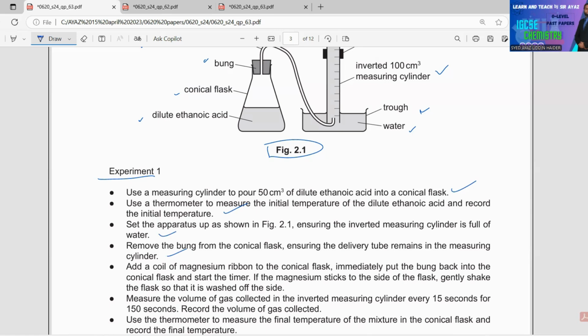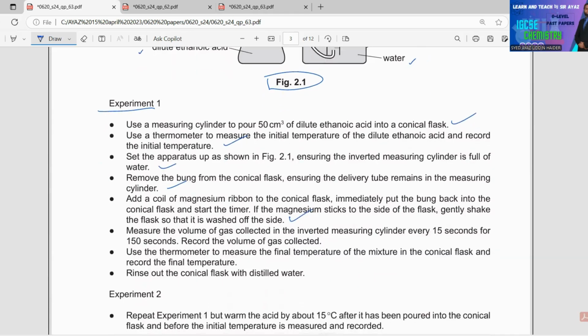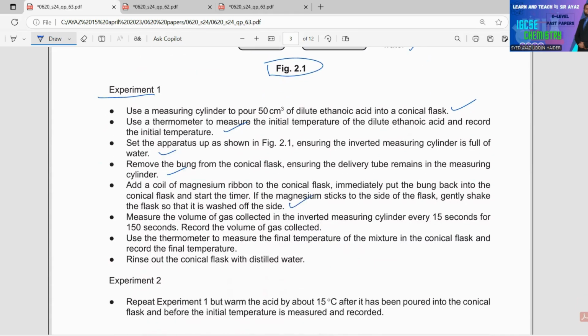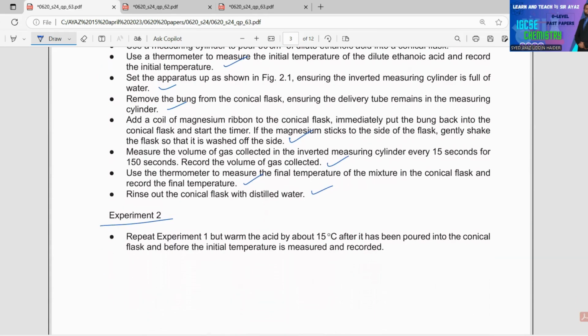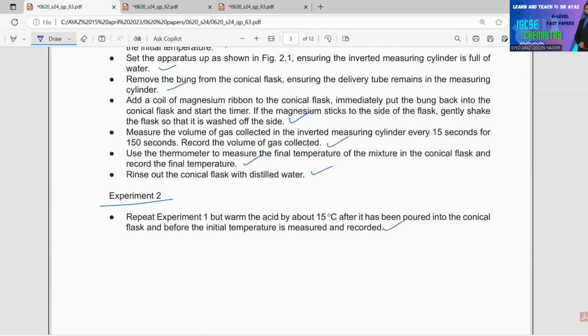If the magnesium sticks to the side of the flask, gently shake the flask so that it's washed off the side. Measure the volume of gas collected in the inverted measuring cylinder every 15 seconds for 150 seconds. Record the volume of gas collected. Use the thermometer to measure the final temperature of the mixture in the conical flask and record the final temperature. Rinse out the conical flask with distilled water. Experiment 2. Repeat the experiment 1 but warm the acid by about 15 degrees centigrade after it has been poured into the conical flask and before the initial temperature is measured and recorded.